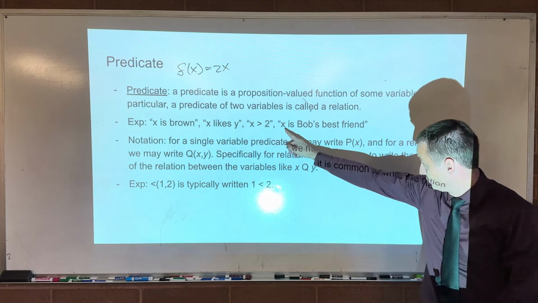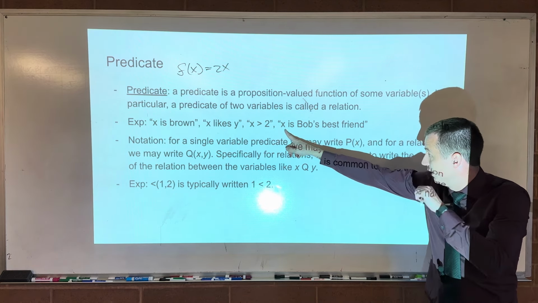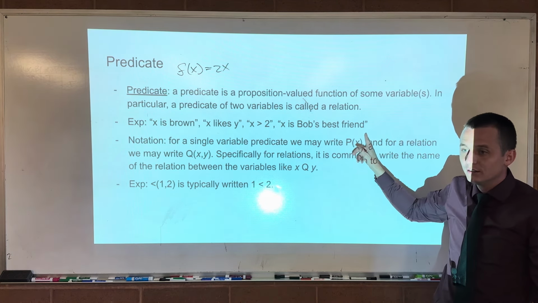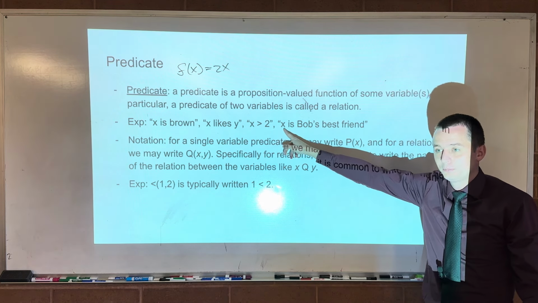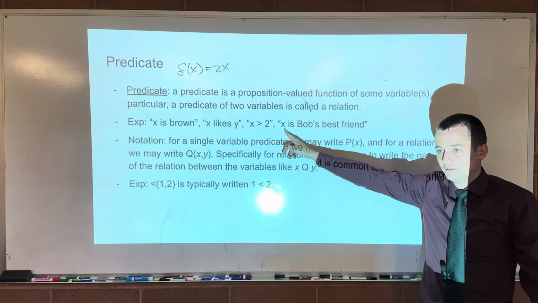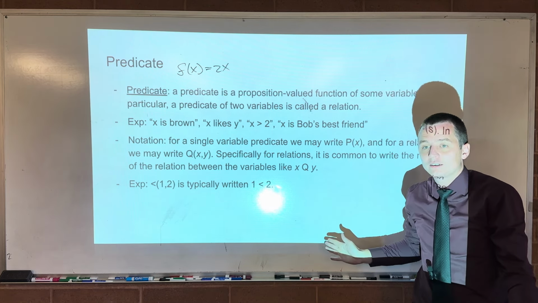And this is Bob's best friend predicate. If I put in Jack, it spits out true. If I put in Bill, it spits out false. All right, lots of different predicates we can have.